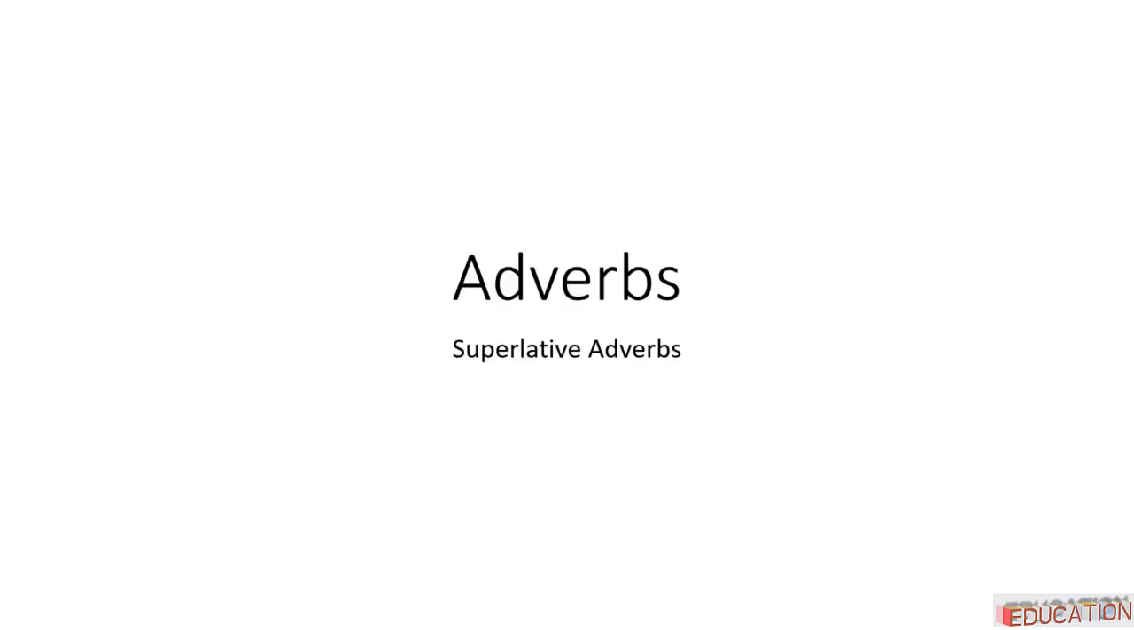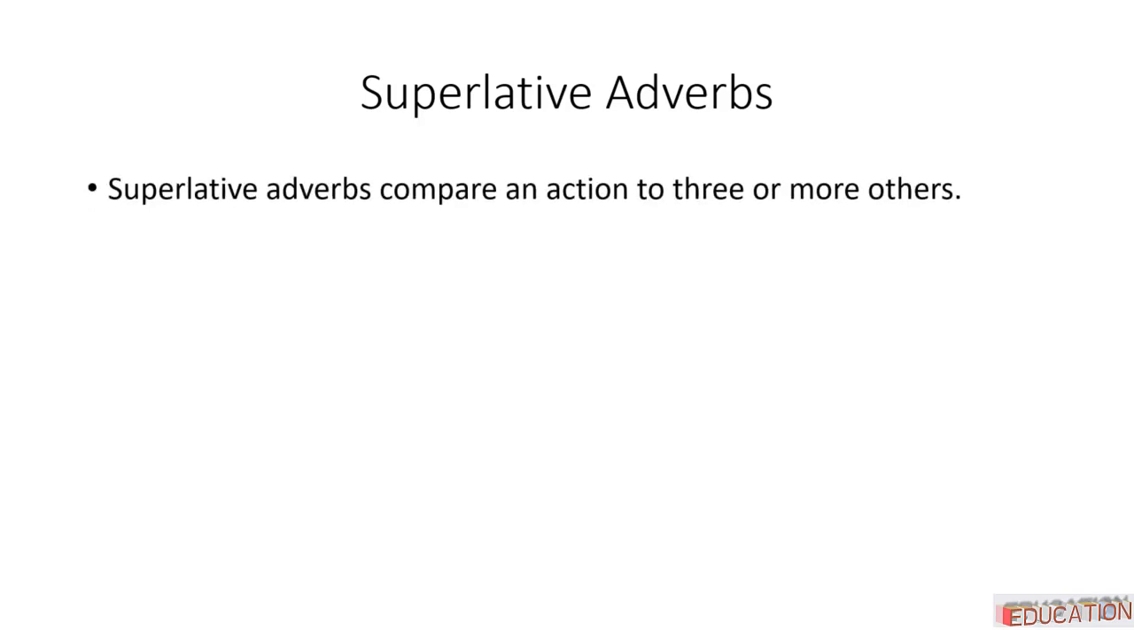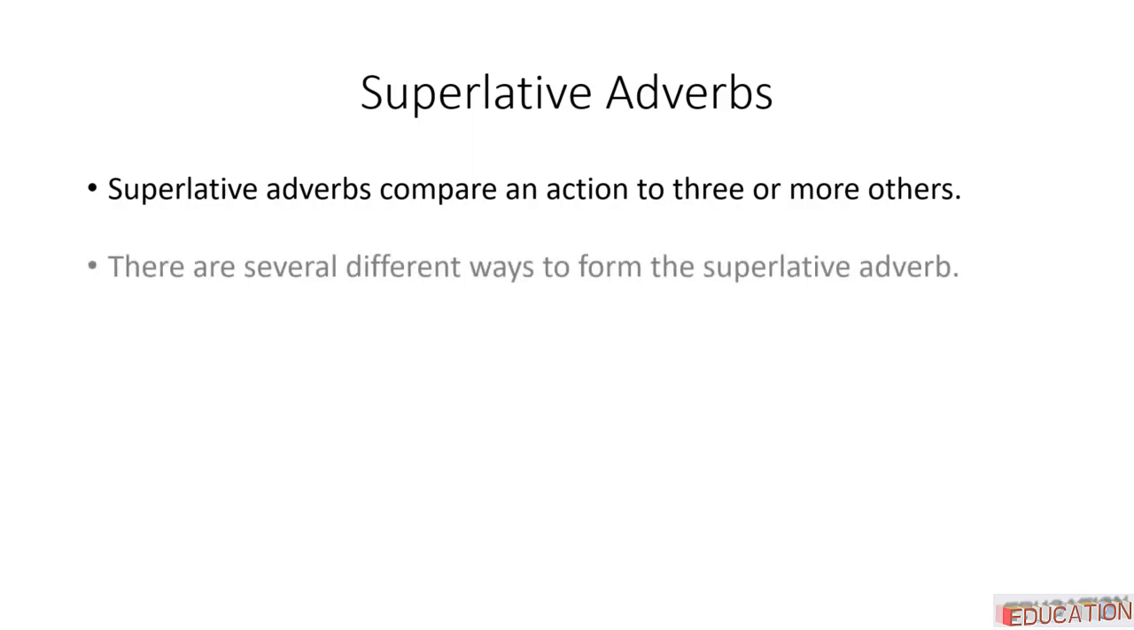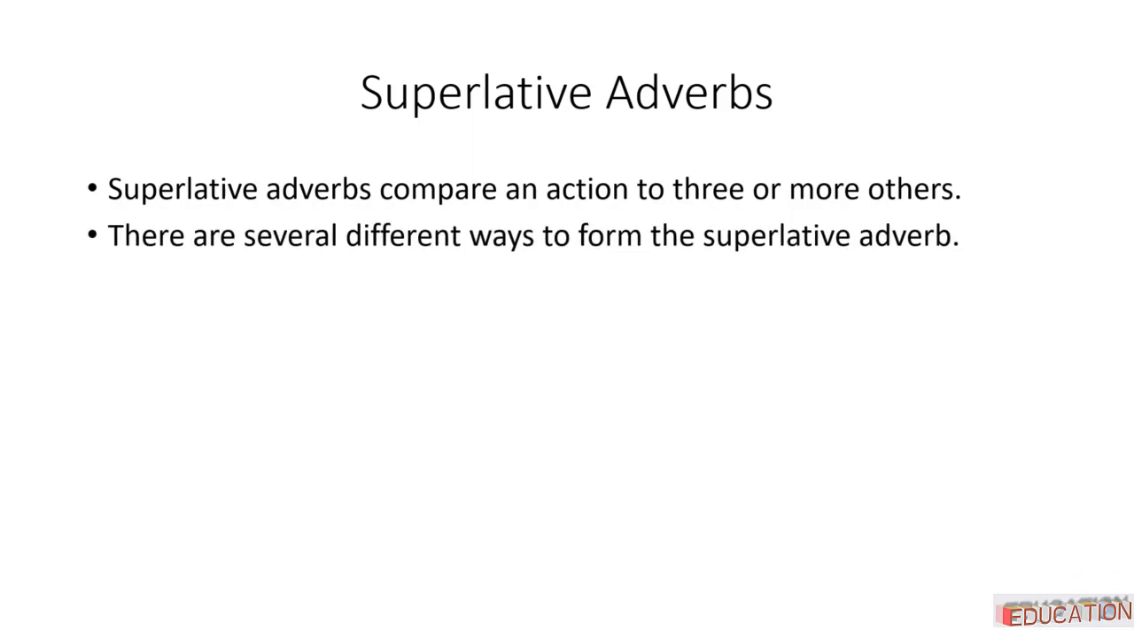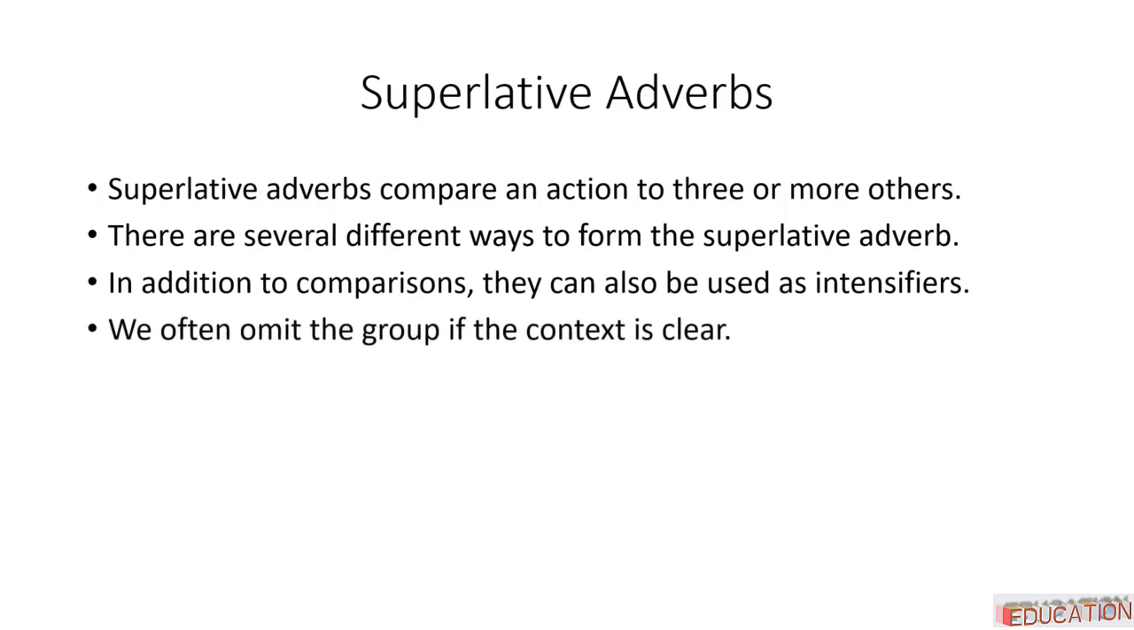This lesson is on superlative adverbs. The superlative adverbs compare an action to three or more others. We have several different ways of forming the superlative adverb. And as well as comparisons, we also use them as intensifiers. And when the context is clear, we usually omit the group, and we'll look at examples of all of these.